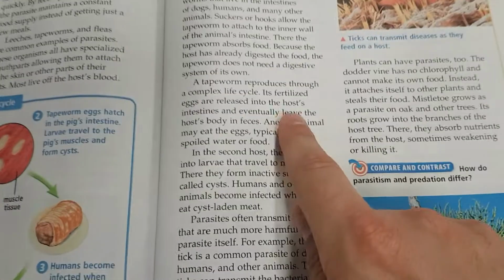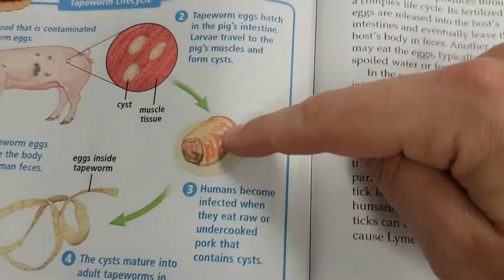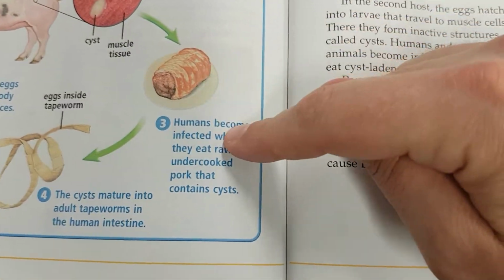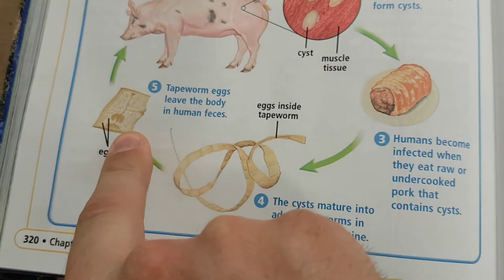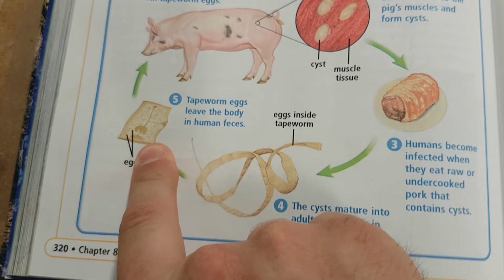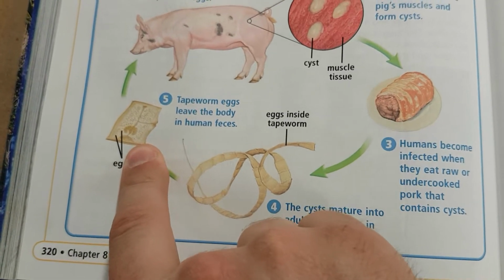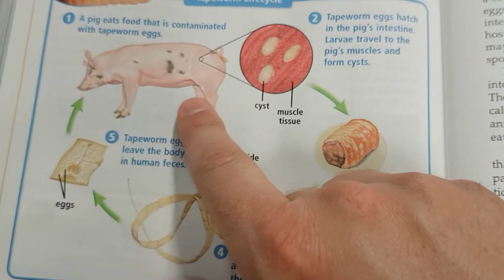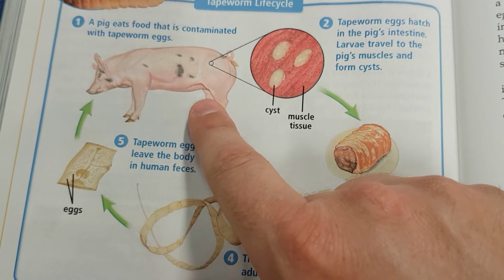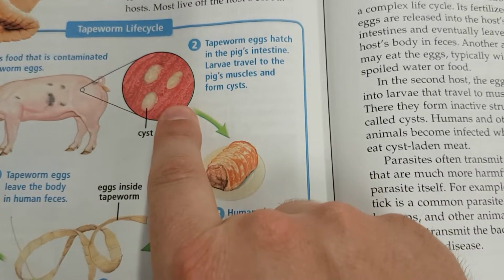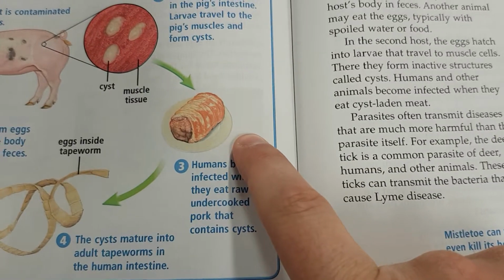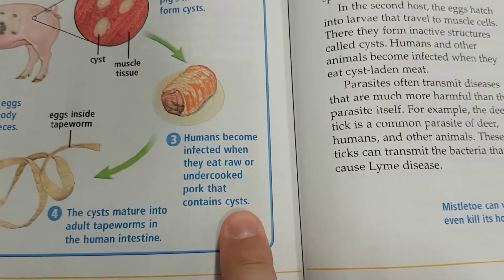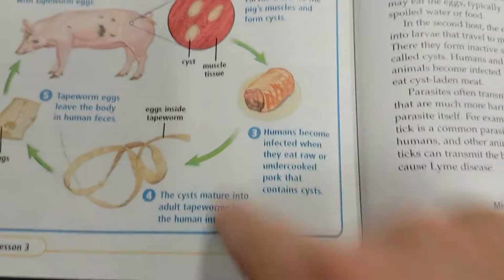Now it actually starts over here with this part. Humans become infected eating raw or undercooked pork, and they get tapeworm. The eggs come out, and they can infect or spoil water and food. The animals eat that spoiled water or food, something that's contaminated, and grow cysts. The cysts end up creating more eggs that hatch and get eaten in uncooked food, and the cycle continues.